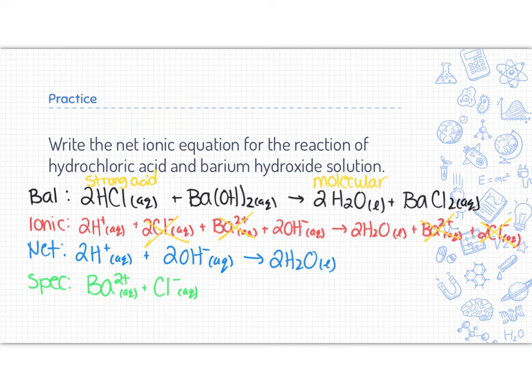You can see that all coefficients in this equation are 2, so I could technically go in and divide every coefficient by 2 and reduce this to 1 H plus and 1 OH minus makes 1 water.